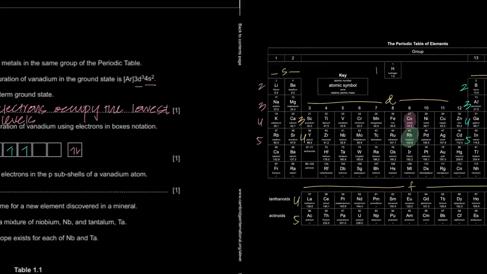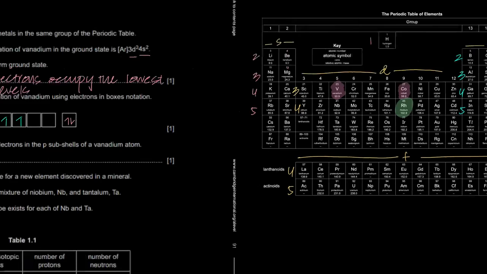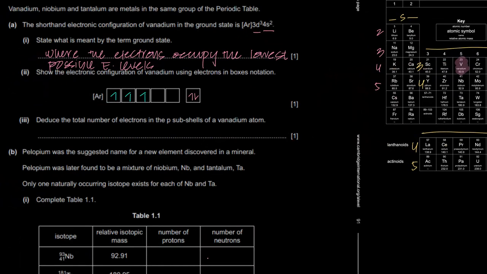Now it says deduce the total number of electrons in the p subshells of vanadium atom. For that, you know your beautiful periodic table approach. If I show you vanadium, it's right here. How many p electrons are there in vanadium? Well, that's the p block. So vanadium is 1s2, 2s2, 2p6, 3s2, 3p6, 4s2, 3d3, obviously, right? Now, how many p electrons are there? 6 from 2p6 and 6 from 3p6. So it's a total of 12 electrons. That's how easy it is. 12 electrons. So that's the total number.